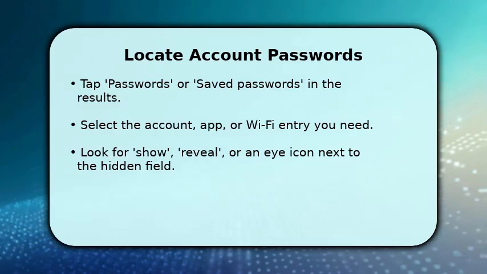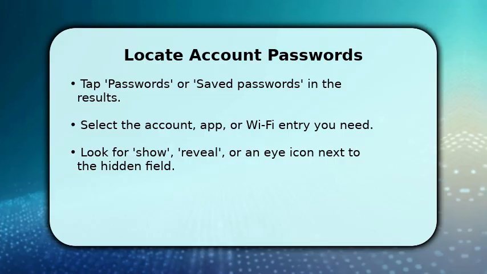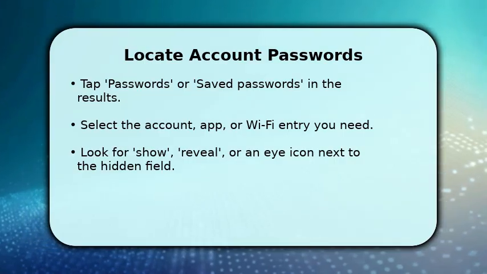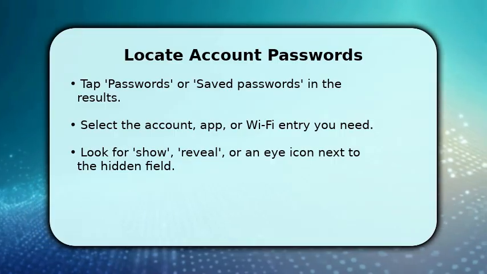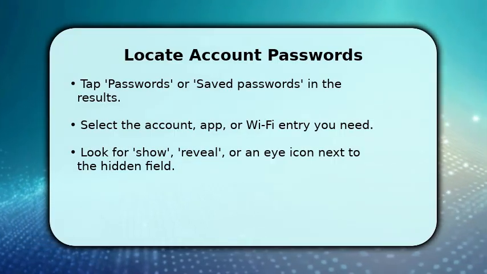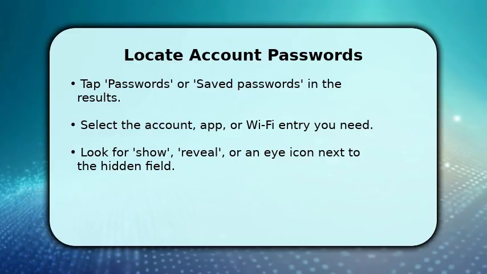Entries are sorted alphabetically or by app. You'll tap the specific account entry to see details. The password field will typically be masked with dots. To reveal it, use the clearly labeled Show button or the eye icon.